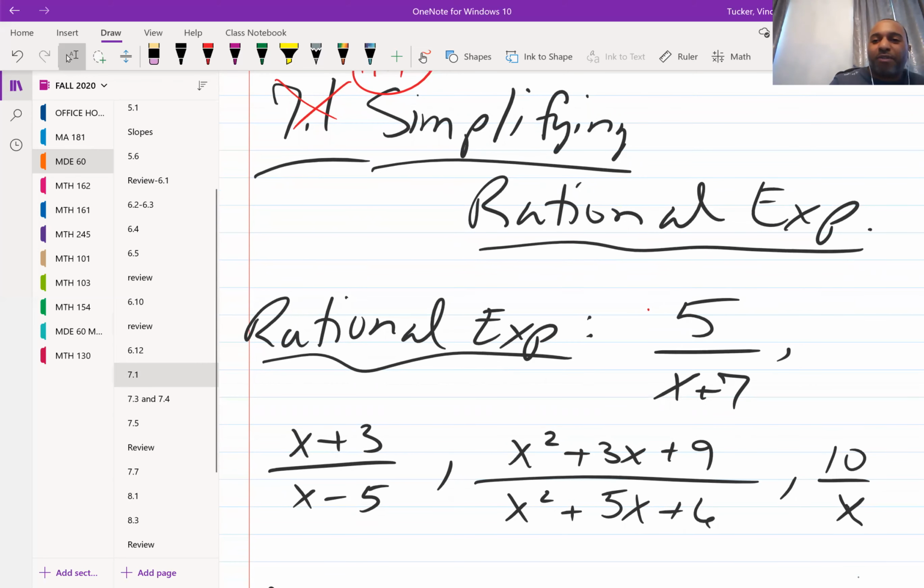So we got simplifying rational expressions. Rational expressions are basically fractions. But most of the time, when you have a variable in your denominator, that's when the rational expression term comes up. So these are just examples of rational expressions: 5 over x plus 7, x plus 3 over x minus 5, and so on.